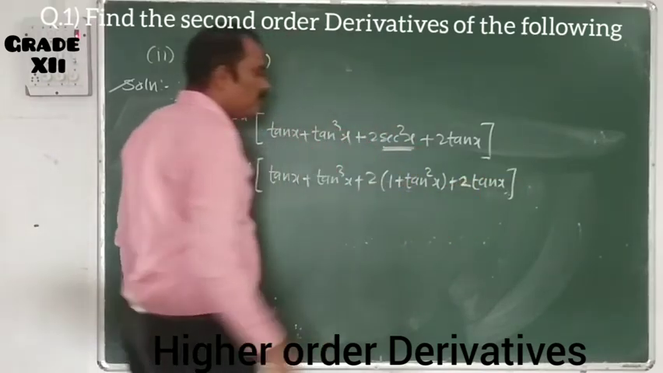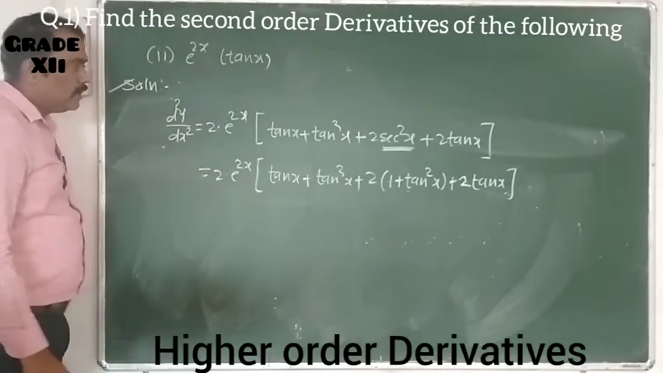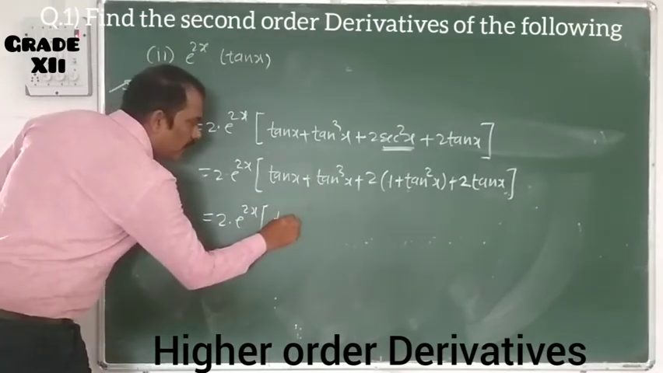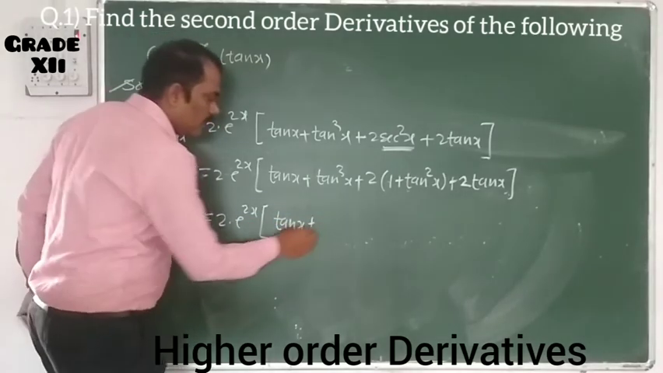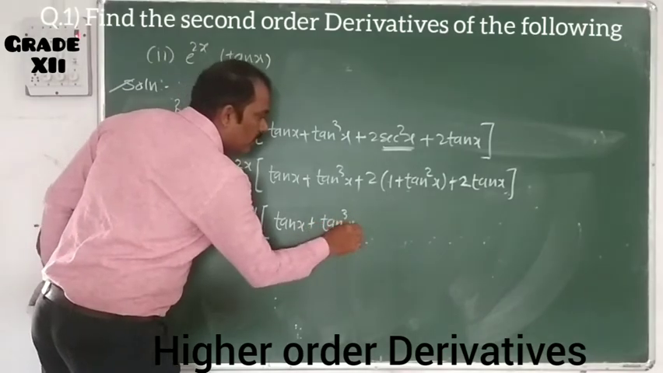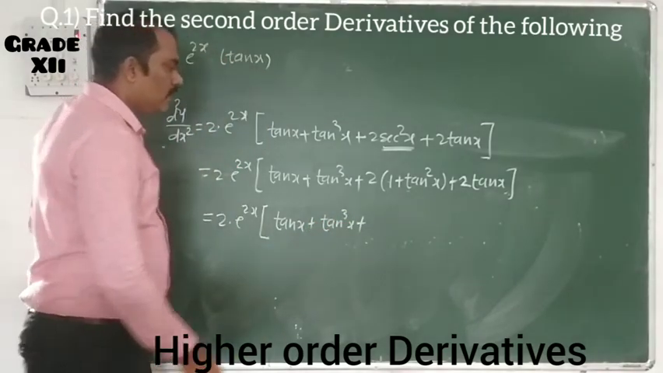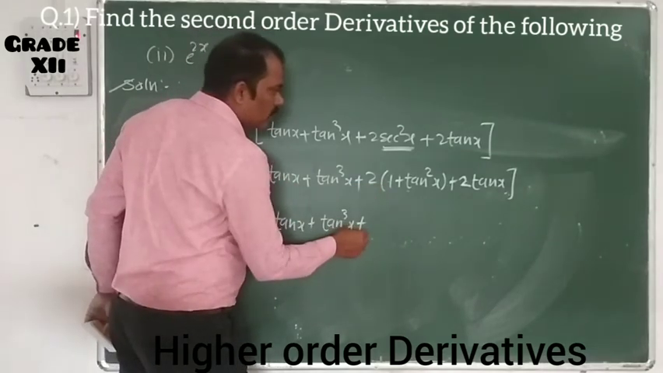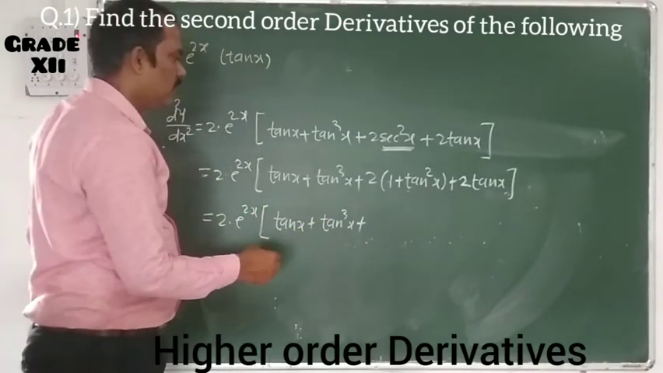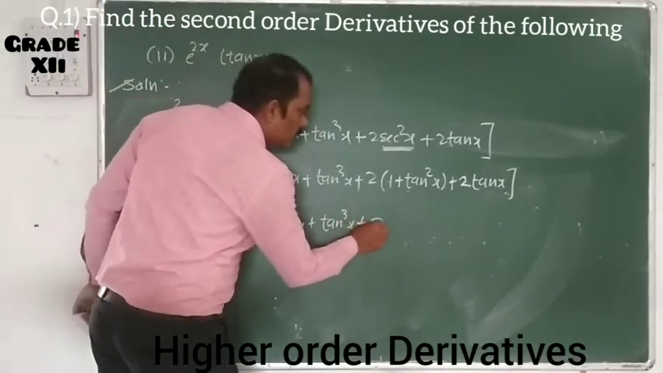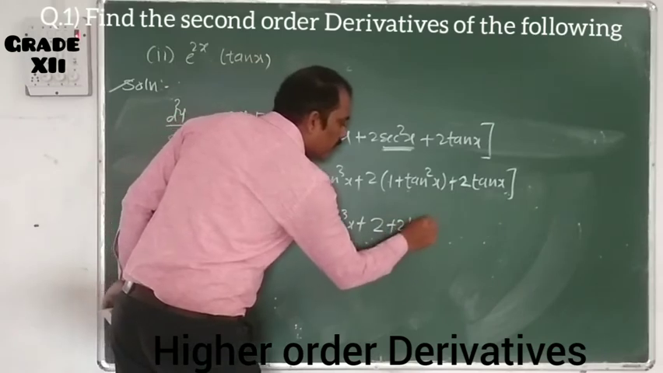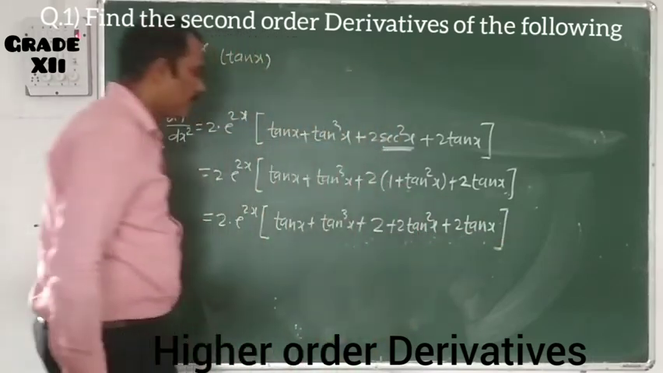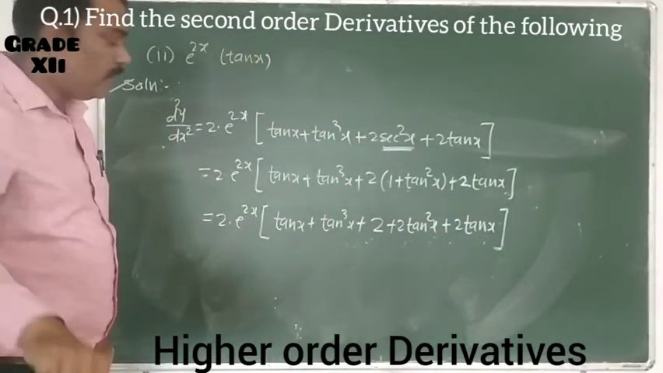You have to substitute the value of sec square x, which is nothing but 1 plus tan square x, that is 2 times e raised to 2x into bracket tan x plus tan cube x plus, if we multiply by the 2, we get 2 plus 2 times tan square x plus 2 tan x. Here we have to collect the terms.